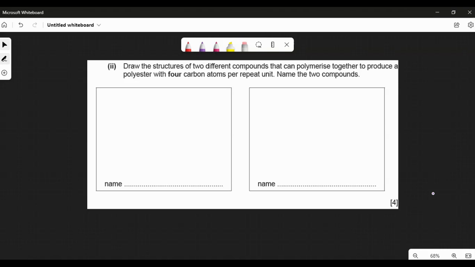We don't have to draw the polyamides. What we've got to do is draw the structures that can polymerize together to form a polyester with 4 carbons. Okay, so how are you going to form a polyester? Polyester is that, isn't it? So let's have a look at that. I'm going to put 2 carbons in this monomer. This is called ethane-1,2-diol, isn't it?